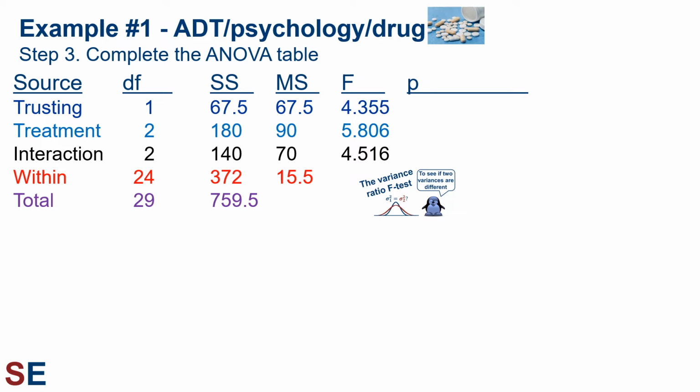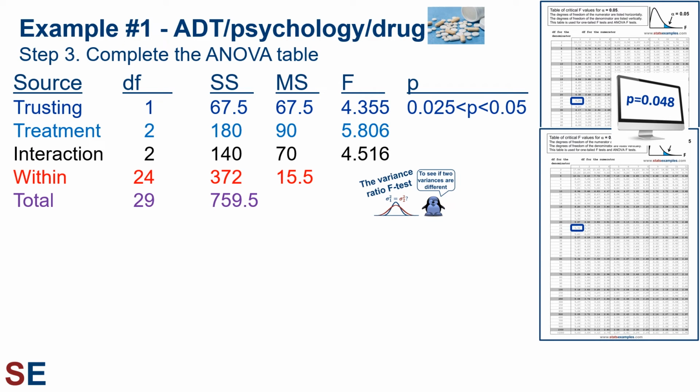For the trusting factor, the f-value is 4.355, with 1 degree of freedom in the numerator and 24 degrees of freedom in the denominator. Looking at tables of critical f-values for alpha of 0.05 and 0.025, we see that the p-value will be less than 0.05, but more than 0.025. With a computer, we can get an exact p-value of 0.048.